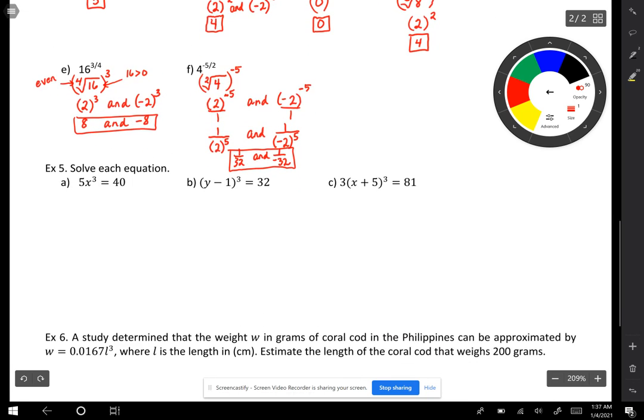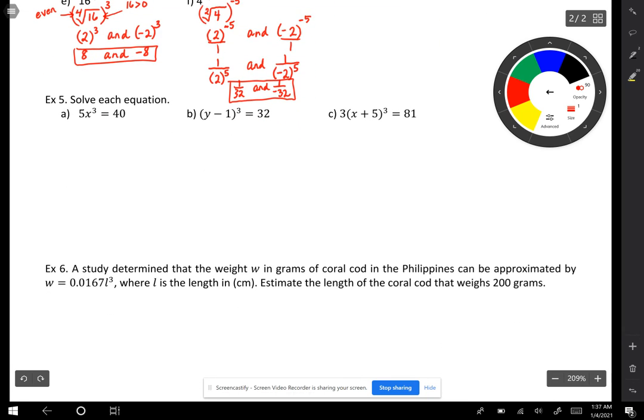All right, and we are getting close to the end. So solving each equation, we're going to solve equations like we normally do. We want to isolate and get the variable by itself. So this first one, we want to divide both sides by 5. All right, and now, just like when we had x to the second, we would take the square root of both sides. Here, we would take the cube root of both sides.